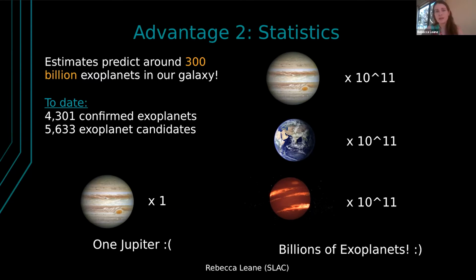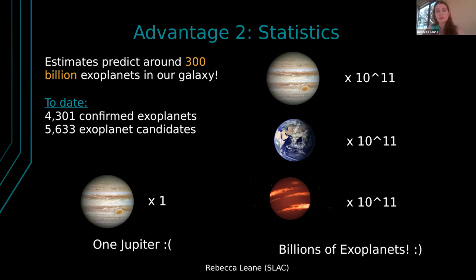So for some perspective, to date there are almost 5,000 confirmed exoplanets that have been found with our telescopes. And there are an additional 5,000 or so exoplanet candidates that haven't yet been confirmed, but they're doing follow-up studies on those. So we have a lot so far, and we're going to find many, many more in the next few years.